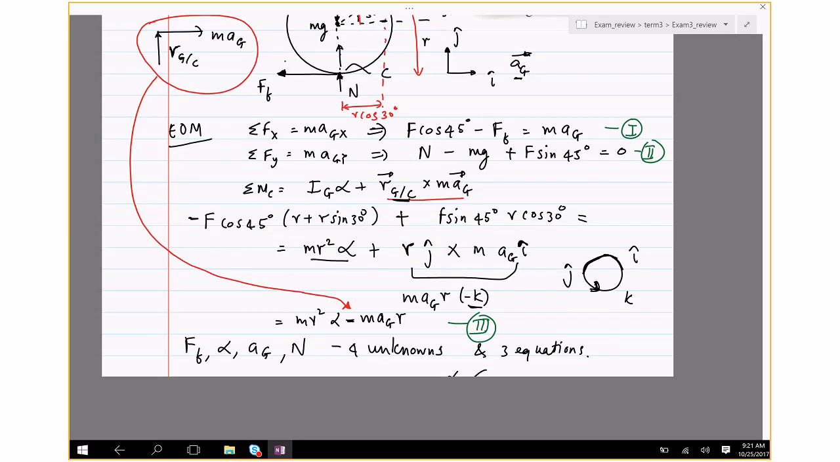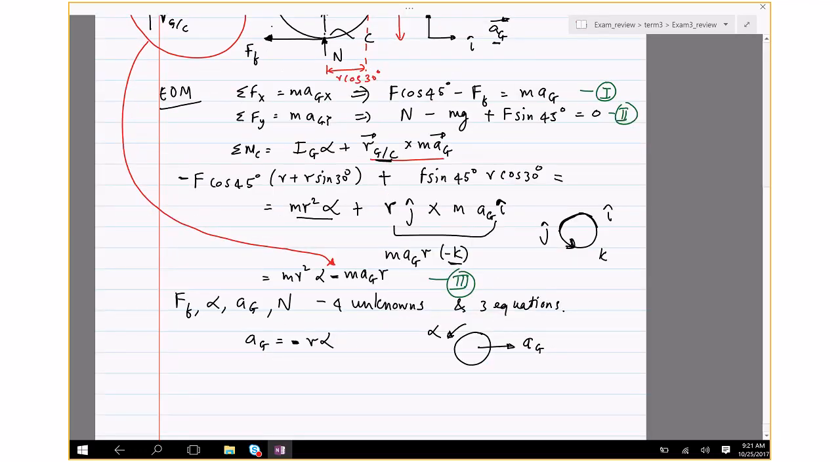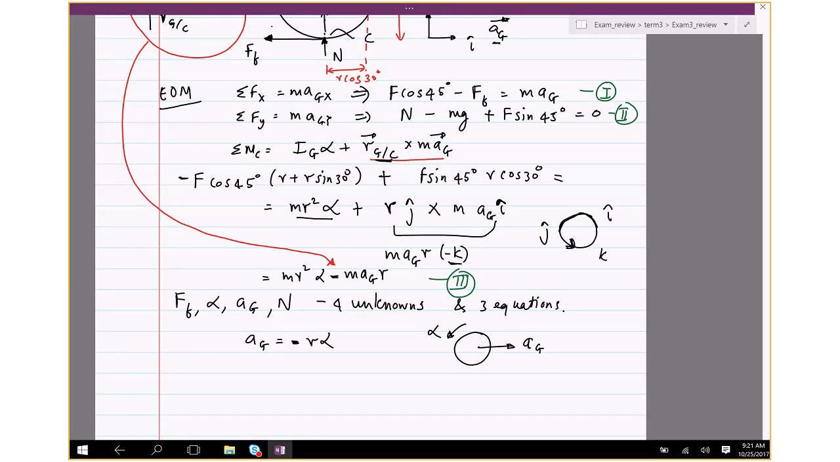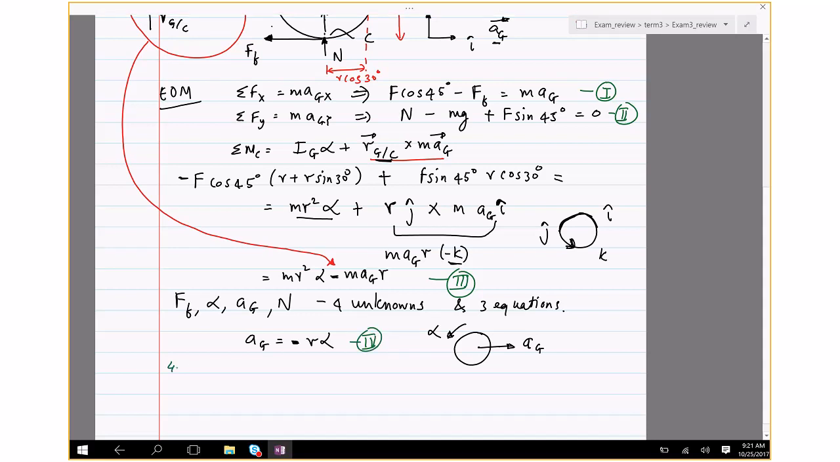And then there's another thing to check. So this is my 4th equation. So 4 equations and 4 unknowns.